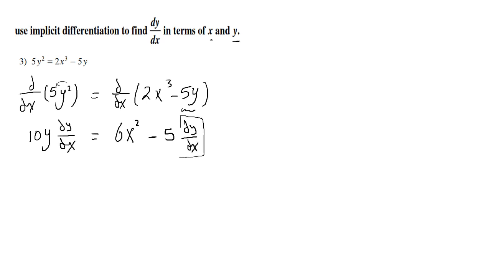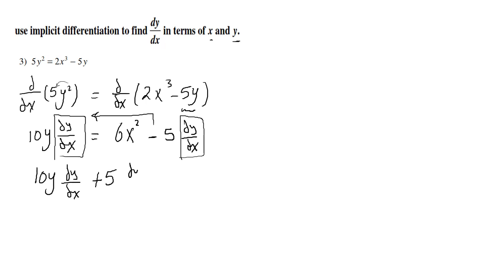Notice that I have two terms of dy/dx, so I need to collect them in one term. So I'm going to write it as 10y dy/dx and move this from the right hand side to the left hand side, so I'm going to change the sign. So it's plus 5 dy/dx is equal to 6x squared.